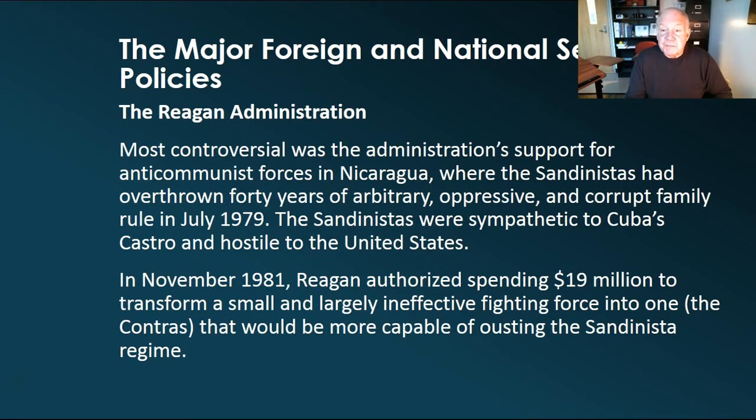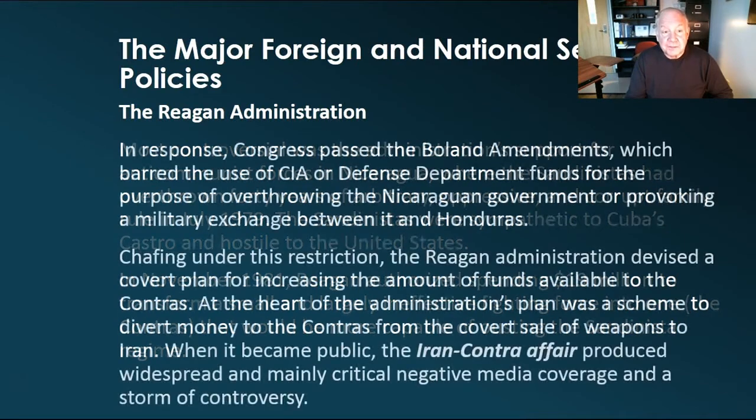Most controversial was the administration's support for anti-communist forces in Nicaragua, where the Sandinistas had overthrown 40 years of arbitrary, oppressive, and corrupt family rule in July 1979. The Sandinistas were sympathetic to Cuba's Castro and hostile to the United States. In November 1981, Reagan authorized spending $19 million to transform a small and largely ineffective fighting force into one that would be more capable of ousting the Sandinista regime. They were known as the Contras.